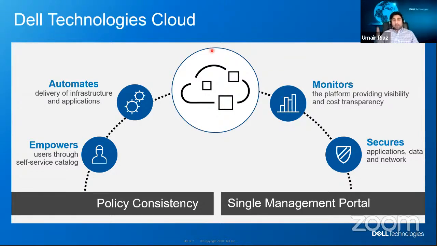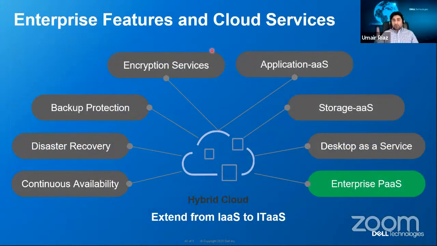This Dell Technologies Cloud delivers full automation, provides monitoring, is fully secure, and empowers users to consume services through a user portal. And then, of course, we can take this private cloud and extend it to deliver enterprise services that are required in the enterprise, right? Normally, you do not get these services in public cloud. Public cloud does not do DR as a service for your enterprise workload, right? This is one of the reasons people still deploy private cloud.